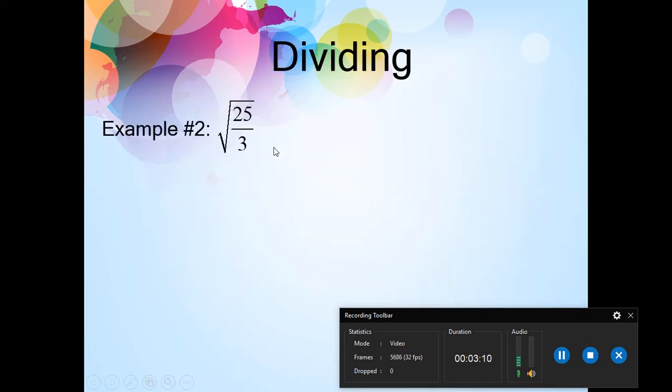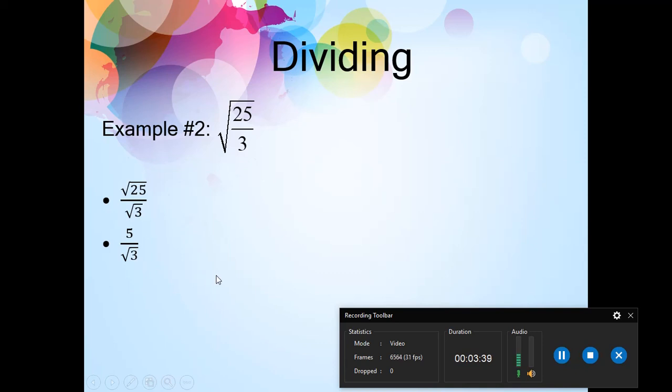So in example 2, I have a fraction 25 over 3 being square rooted. The first thing I'm going to do is separate this into 2 distinct pieces, a numerator and a denominator, both of which, though, have a square root around them. Now the numerator I recognize as a perfect square, so in my next step, I am going to simplify that. But according to the rules, I'm not allowed to have a square root of 3 in the denominator. So this is where we will rationalize.